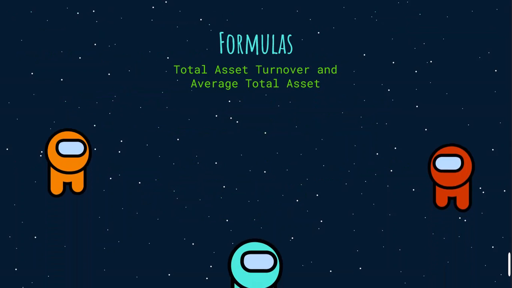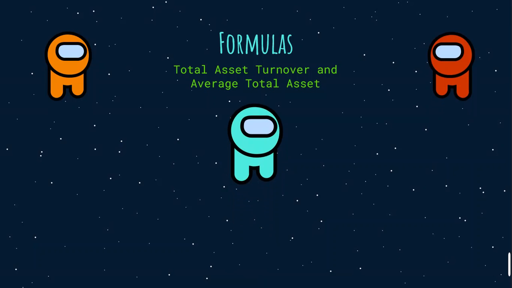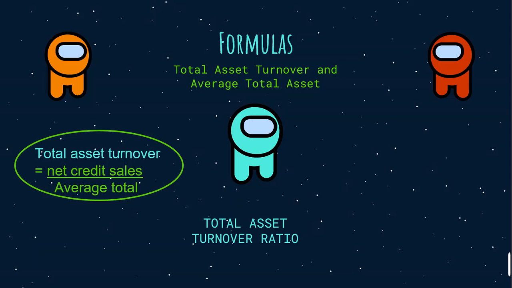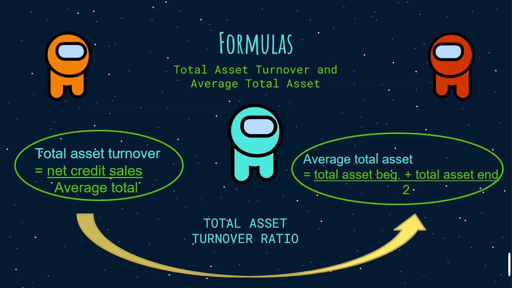So bago tayo pumunta sa pag-compute ng total asset turnover and average total asset, i-discuss ko muna kung ano yung total asset turnover ratio. So the total asset turnover ratio is a financial ratio used to measure an entity's efficiency in using its assets to generate sales or revenue. So ang ginagamit na formula sa total asset turnover ratio is total asset turnover is equals to net credit sales over average total asset, where average total asset is equals to total asset beginning plus total asset ending over 2.